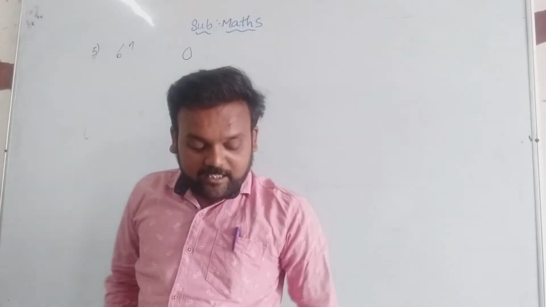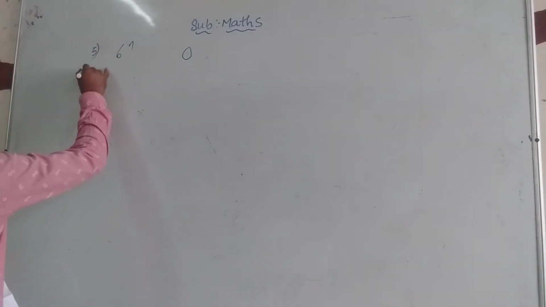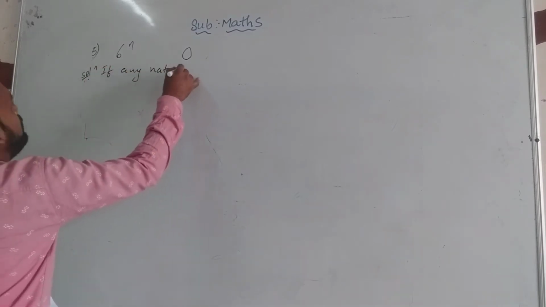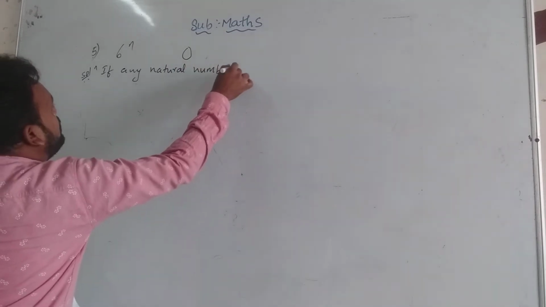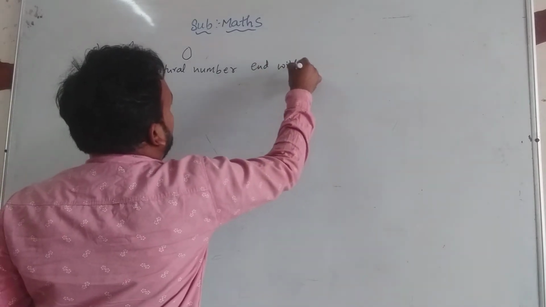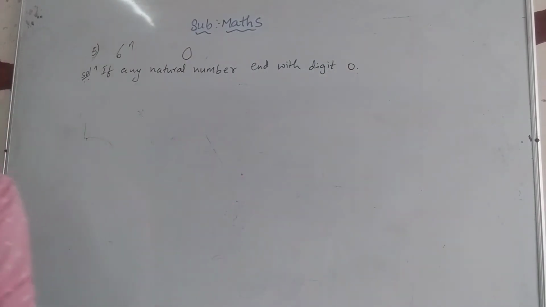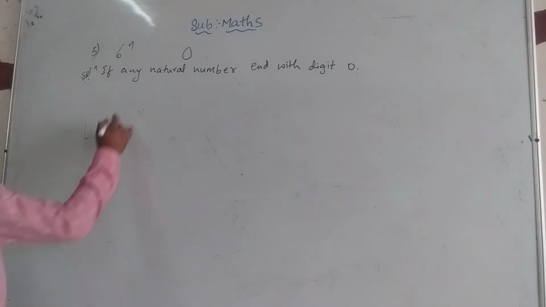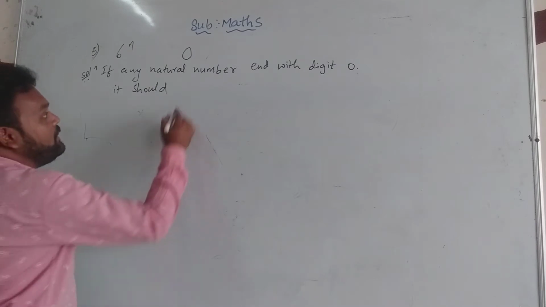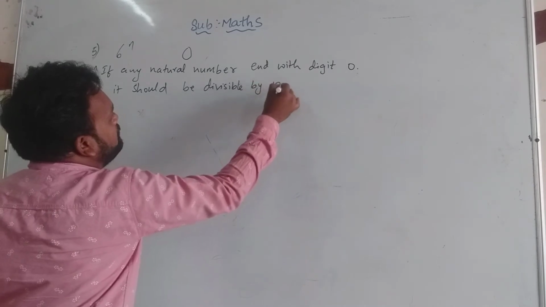Now you see students, it is a theorem. Now see, for example, the solution. If any natural number ends with the digit 0, it should be divisible by 10, is it or not? Because 10 has the last digit 0, is it or not? It should be divisible by 10.